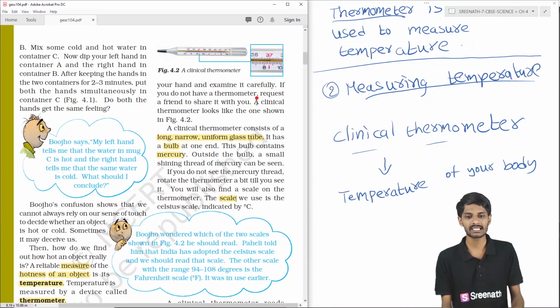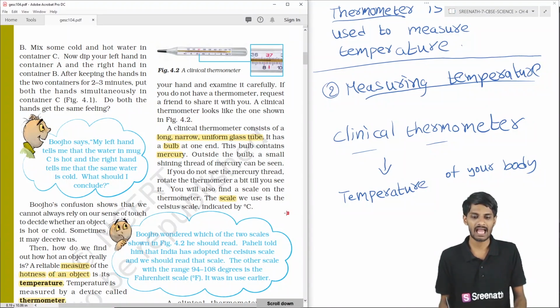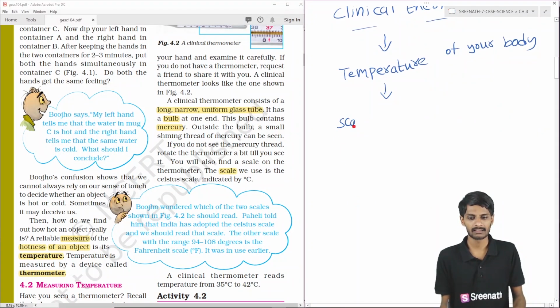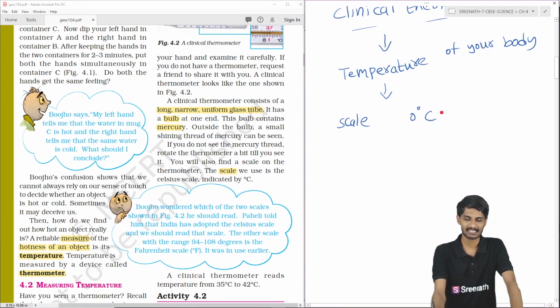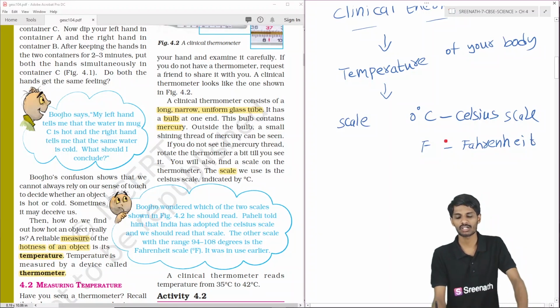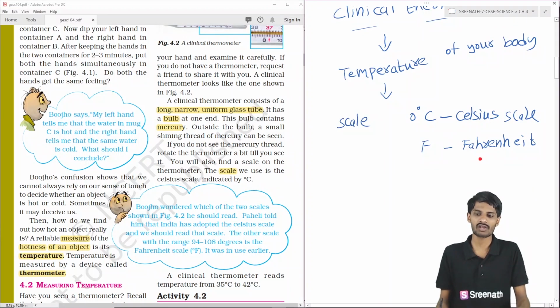Okay, students, in those scales, the clinical thermometer has a scale in degrees centigrade. This is called the Celsius scale, students. Some other thermometers will also have Fahrenheit, students, in degrees F, which means Fahrenheit temperature. So we can measure the temperature in Celsius or in Fahrenheit.